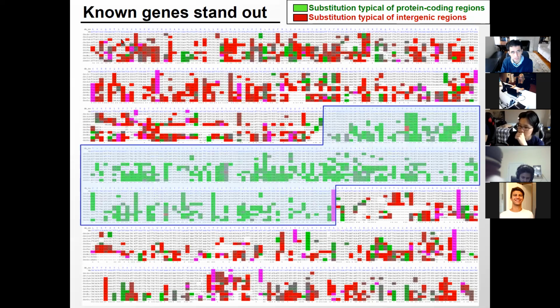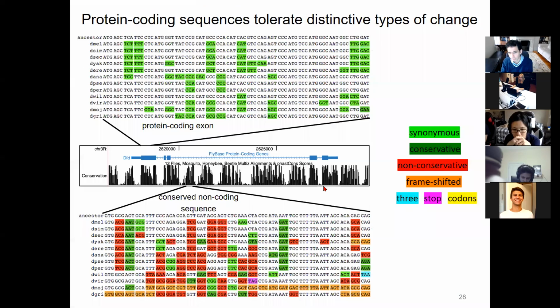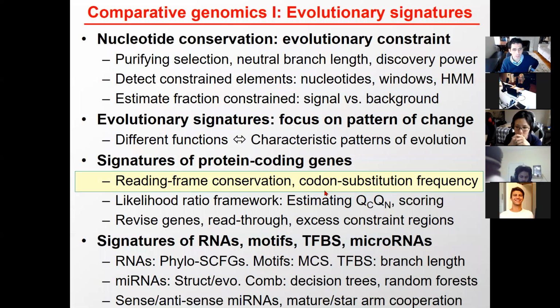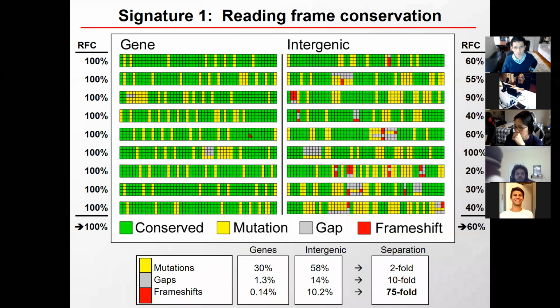And what you can see here is an entire region where you see non-coding, non-coding, and then protein coding. And again, you don't need to be a statistician to sort of see the humongous strength of signal here, separated exactly by this stop codon there. Okay. So these are the signatures for protein coding genes. We talked about reading frame conservation and also codon substitution frequency. So now let's see how we can score these signatures.